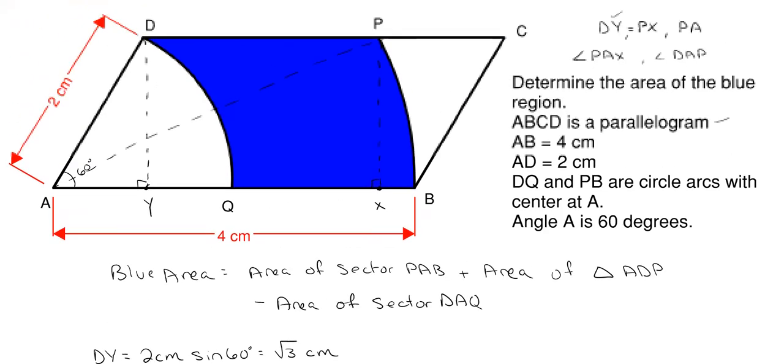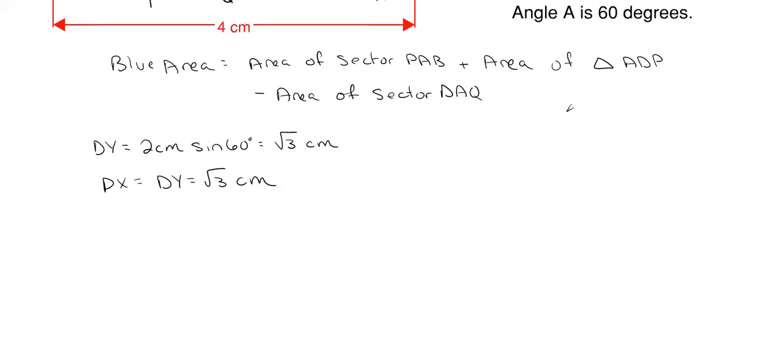All right, so the next length I need is my AP. Looking right here where it says PB is a circle arc with center of A, and AB is 4 centimeters, that is essentially the radius of that circle. P is along the arc of the circle, so AP will just be your radius of that circle, which is, once again, AB. So that would be 4 centimeters.